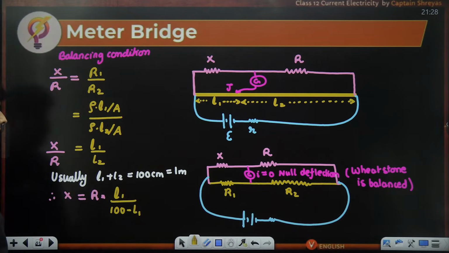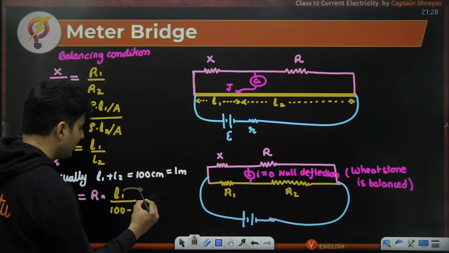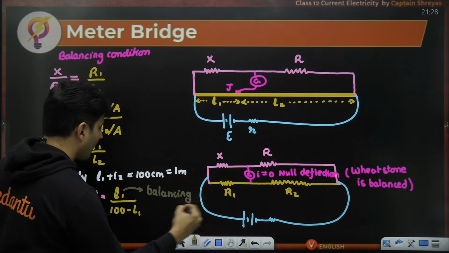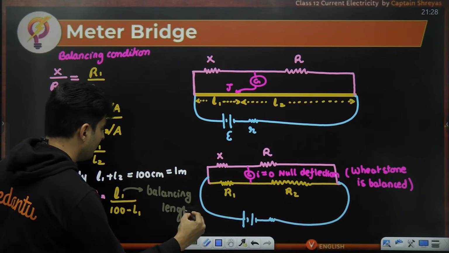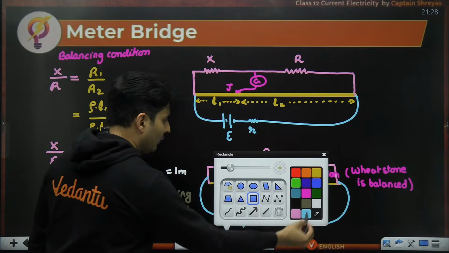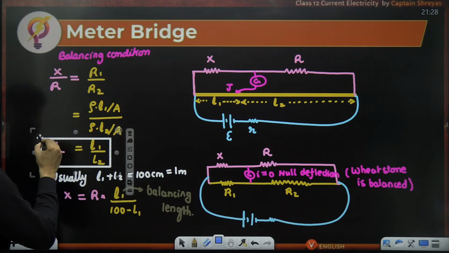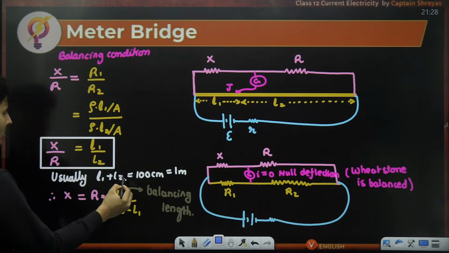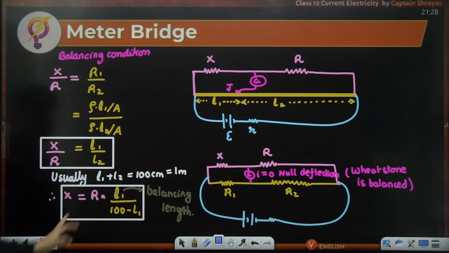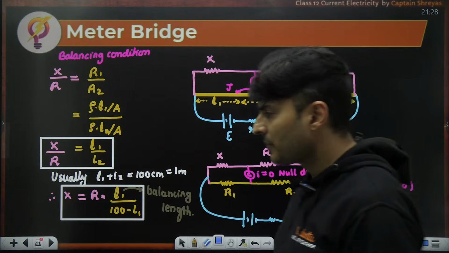Usually that is what the scenario will be, and this particular length is then called the balancing length. This is called the balancing length. Is this clear? More than that formula, I would suggest this formula is important, because what if it is a non-standard meter bridge? But if it is a standard meter bridge, this is how the formula will look. Okay guys, clear about this?